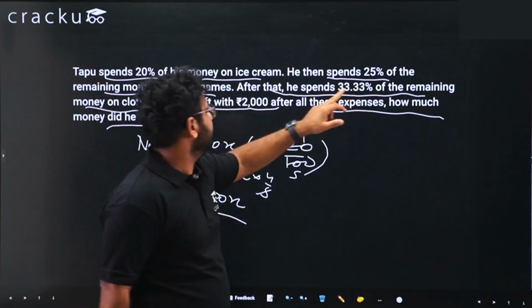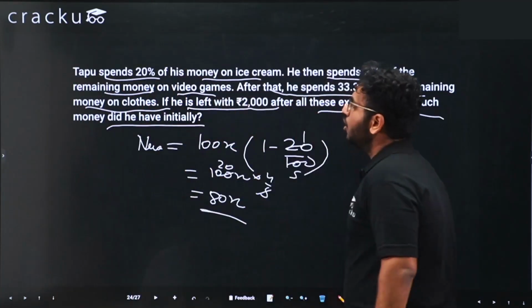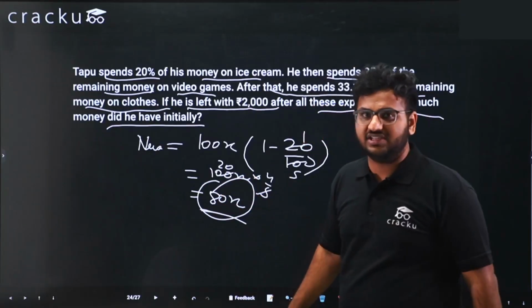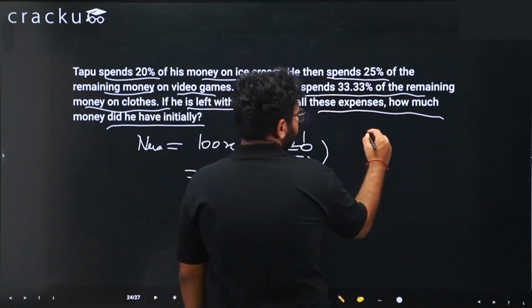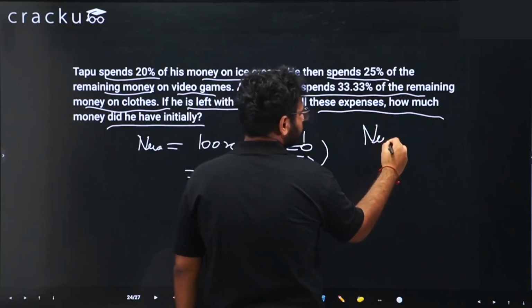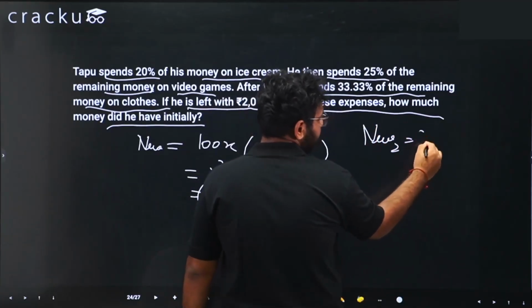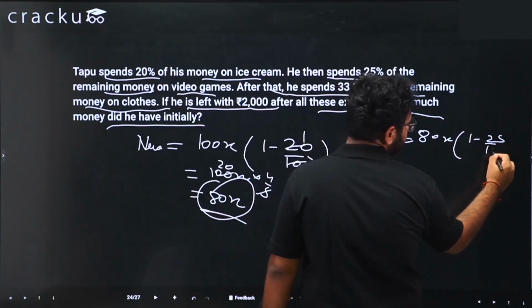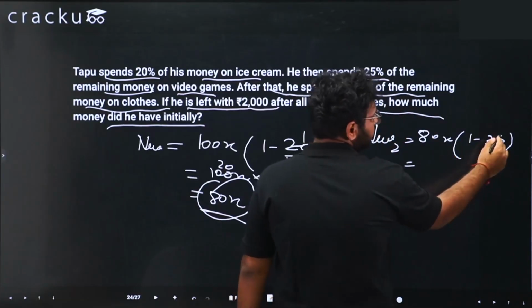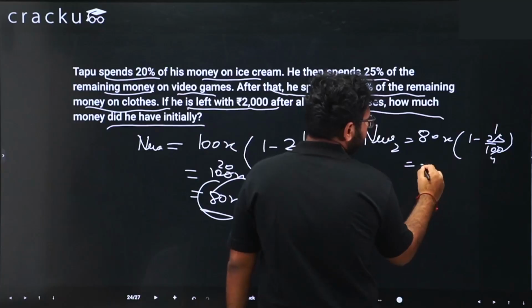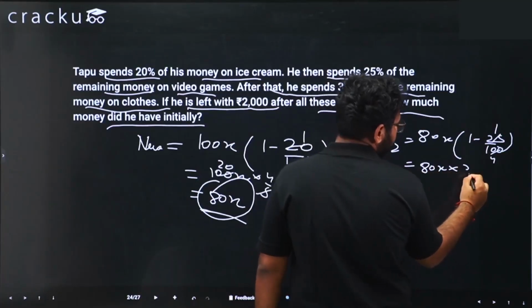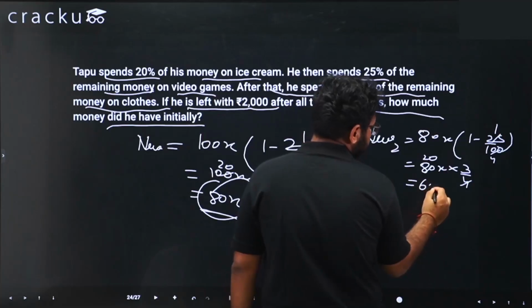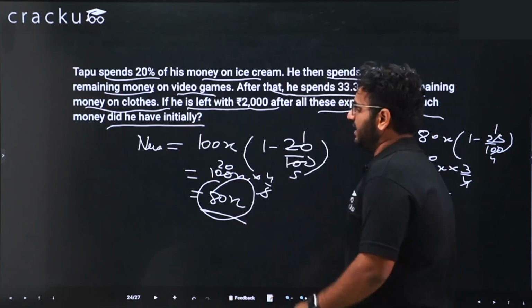Now he spends 25% of the remaining money on video game. So he will be spending 25% of this. So now the new is what? 80x into 1 minus 25 by 100. So this is 1 by 4, so 80x into 3 by 4. So this would be 60x. Now he is left with 60x.